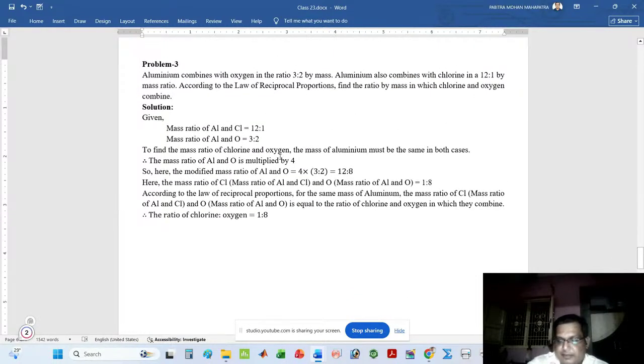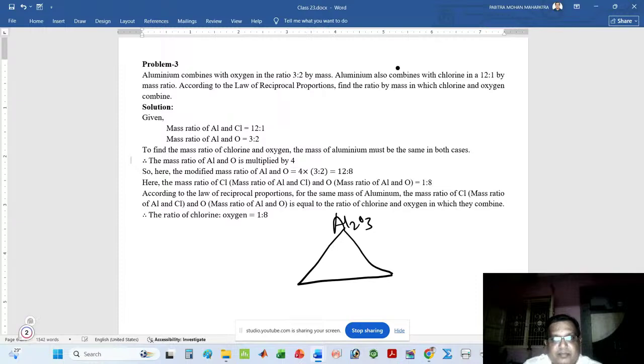Look at the triangle. Here I will draw a triangle. If you draw the triangle, then it is very easy to understand, and you will write clearly. Aluminum combined with oxygen. That means here Al2O3 is given, an oxide of aluminum. Aluminum also combined with chlorine. That means suppose someone wants to take here AlCl3. You can take AlCl3 by mass.